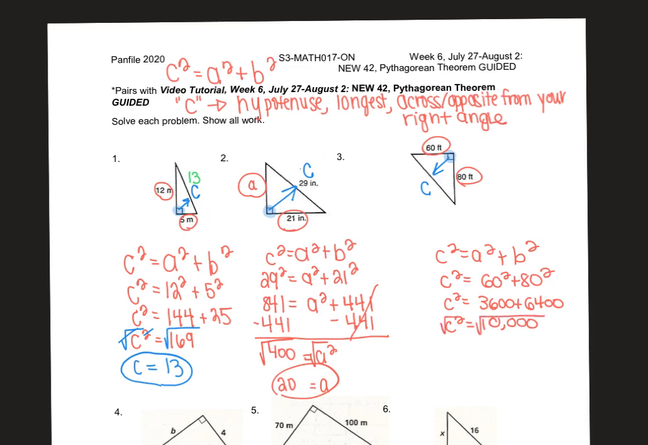Now again, if it's not on that sheet, you can use your calculator for it. When you do it, you get 100. So if you're looking here, this was equal to 20, this was equal to 100.